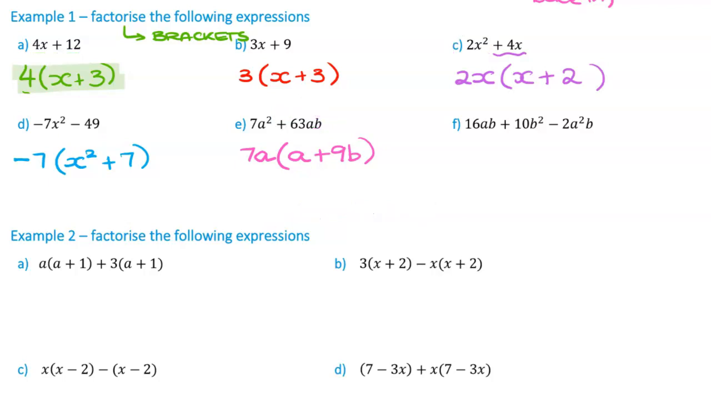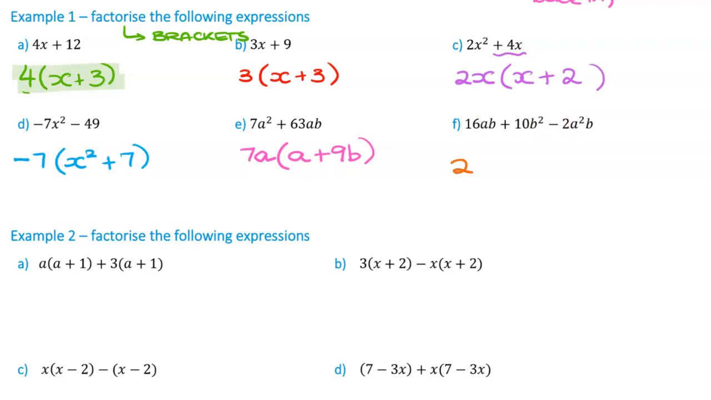Okay, in our final example here, we don't just have 2 terms we've got to think about. We've got 3 terms. Let's think about this. In terms of the sign, they're not all negative, so we're not going to take a negative out the front here. Let's think of the numbers now. We've got 16, 10, and 2. And the highest common factor of 16, 10, and 2 is going to be 2.